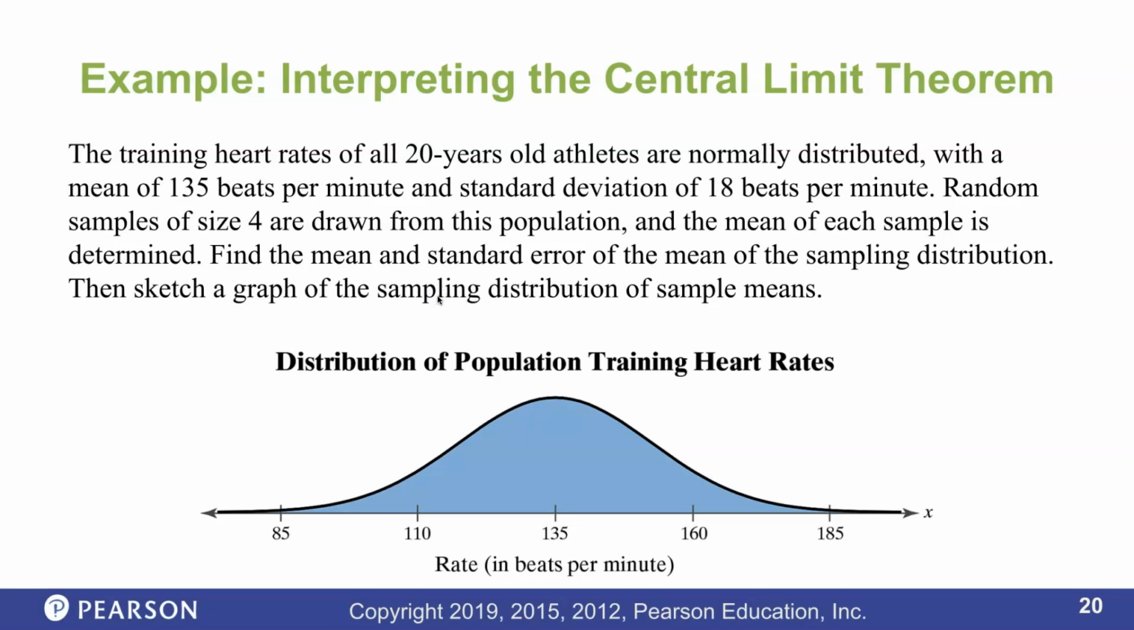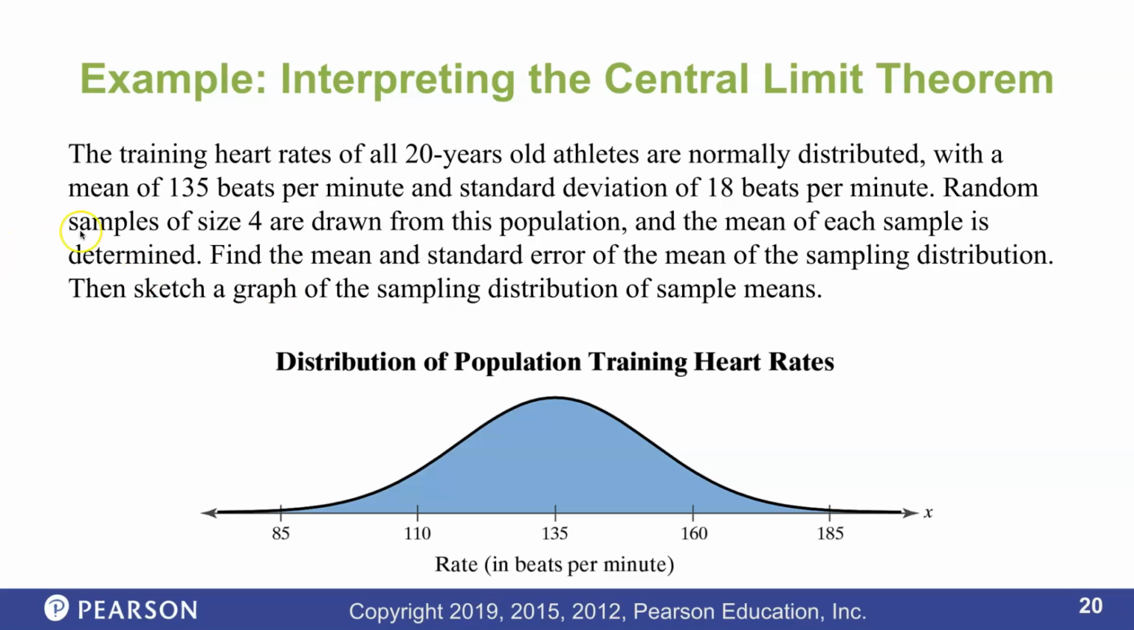The training heart rates of all 20-year-old athletes are normally distributed. That first part of the sentence that I just read, they just told you that the population is normally distributed. That means I don't need a big sample size. If the population is already normally distributed, the sampling distribution of the sample mean is automatically going to be normally distributed. So we don't need n to be greater than or equal to 30. That's what I'm trying to say.